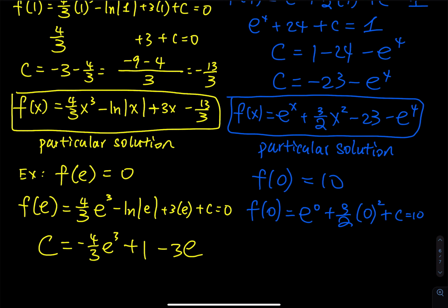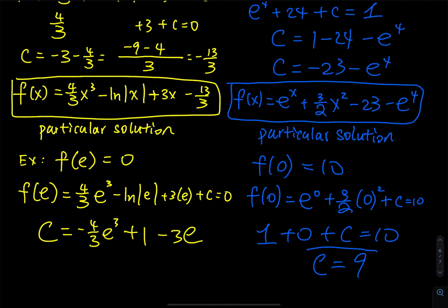So e to the 0 is equal to 1. And then plus 0 plus c equals 10. So c is equal to 9. 1 plus 9 is equal to 10. So if you use a different initial value, then you will get a different constant. So that is the end of this problem and this video.